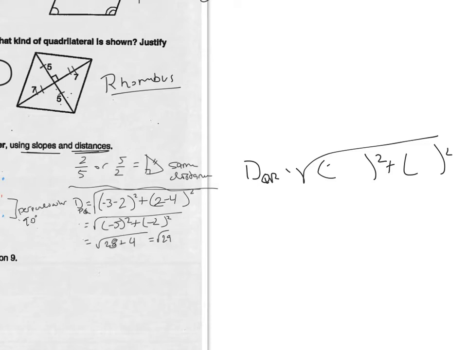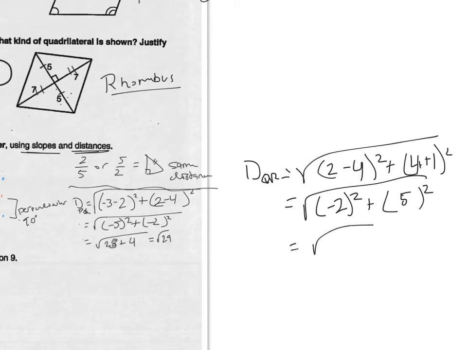So Q is going to be 2 minus 4, because those are the x values, and then 4 minus a negative 1. Okay, let's keep simplifying here. 2 minus 4 is negative 2, and then whenever you subtract a negative, it turns positive, so we get 5 squared. That's going to give me 4 plus 25, which is equal to the square root of 29. Well, if you notice, these are both the exact same thing.